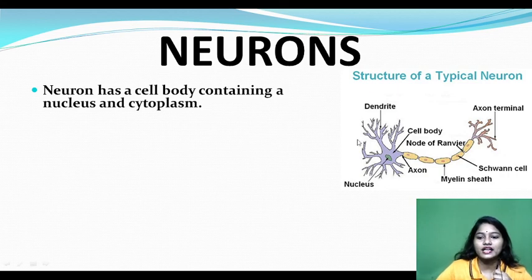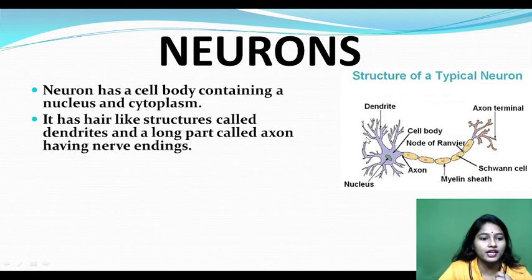This is the cell body which has one nucleus and cytoplasm, and it has some hair-like structures which are called dendrites, right? And the long, chain-like part is called the axon and it has a nerve ending, and this is the nerve terminal or axon terminal. Clear? Okay, having one nucleus and cytoplasm, hair-like structures called dendrites, and the chain-like long structure called the axon and one axon terminal or nerve endings.